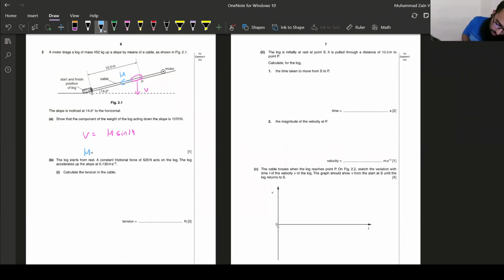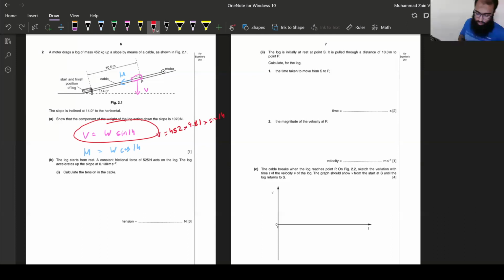And, sorry, not H sine 14, it's W sine 14. W is the weight. And H equals W cos 14. So that's how we do it. So if you use this, V equals W sine 14. If we know weight, it's 452. So it's 452 times 9.81 times sine 14. We'll get V. It will be equal to 1070 Newton.